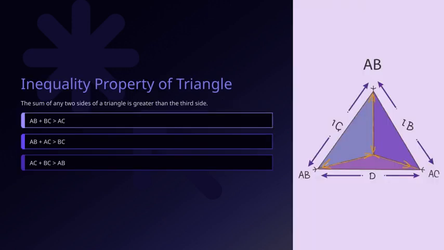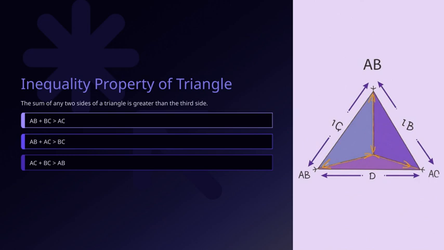Let's take a closer look at the inequality property of a triangle. This property is fundamental in understanding what makes a valid triangle. Essentially, it states that the sum of any two sides of a triangle must always be greater than the third side. For example, if we look at sides AB and BC, their combined length must be greater than the length of side AC. Similarly, if we add AB and AC, that sum needs to be greater than BC. And finally, adding AC and BC should be more than AB.